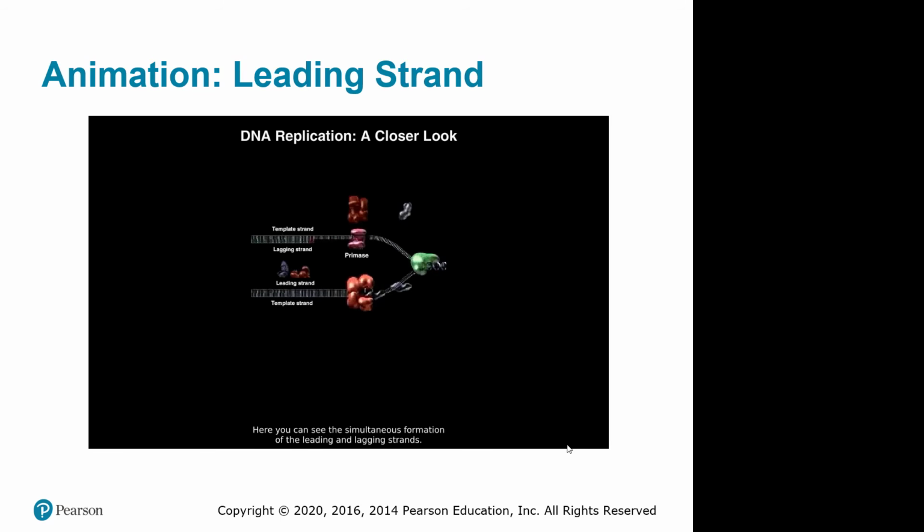Here you can see the simultaneous formation of the leading and lagging strands. A DNA polymerase assembles a continuous leading strand while primase, other DNA polymerases, and ligase all work together to make the lagging strand. The enzyme helicase continues to untwist the double helix, exposing more template strand DNA for replication.